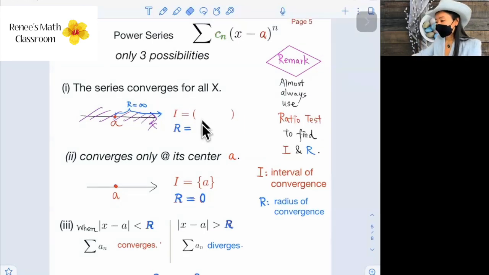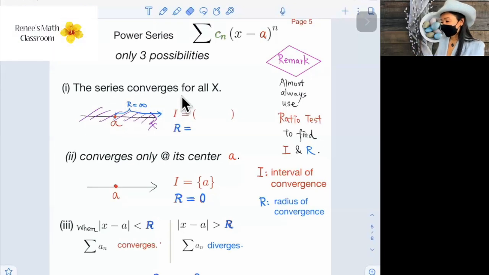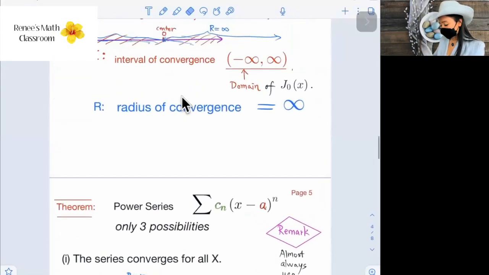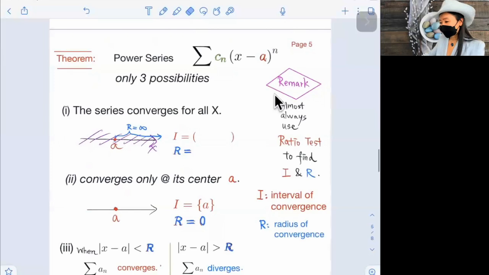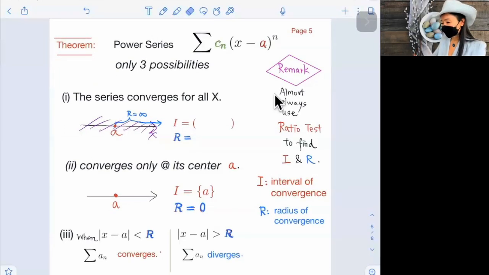Do you see this? What is the example for this one? The series converges for all x. Isn't that the one that we just did right here? See, this series over here converges for all x. And the interval of convergence will be what? If it converges for all x, the interval of convergence will be negative infinity to infinity. And what's the radius of convergence? Infinity. Okay, so that is one possibility. The last example we just did was this one.